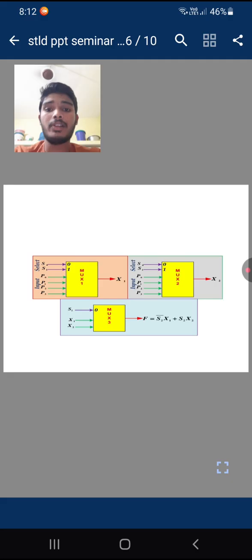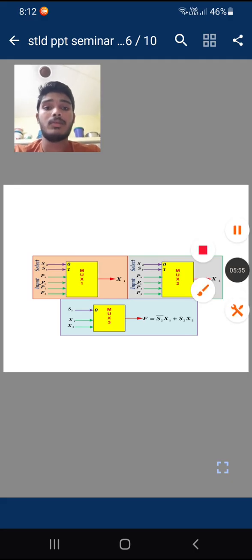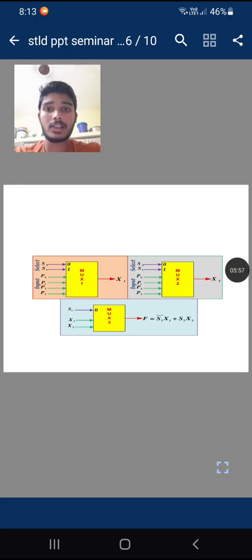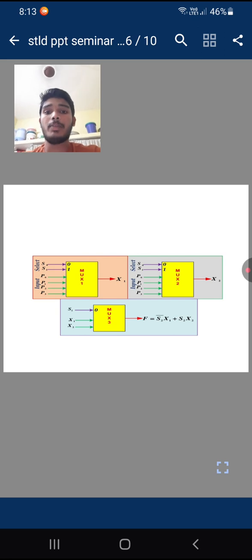In the construction of an 8 by 1 multiplexer using two 4 by 1 multiplexers, two selection inputs are there, but the other selection input is connected to the other multiplexer. In the construction of 8 by 1 multiplexer using 4 by 1 multiplexers, two 4 by 1 multiplexers are required, and one 2 by 1 multiplexer is required.